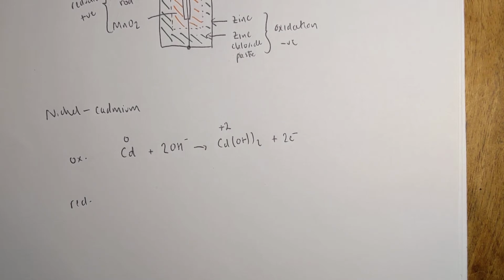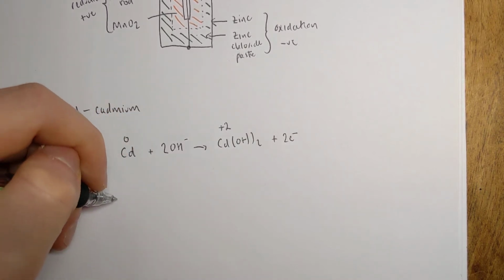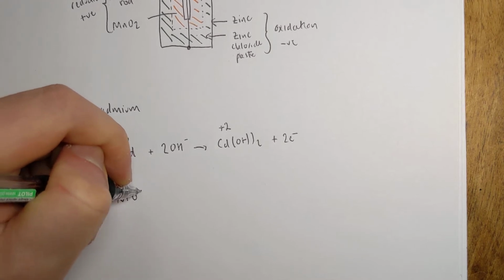The reduction equation, again, looks a little bit more complicated, but it's actually very similar to the one you have for the manganese oxide in the zinc carbon cell. What you start with is nickel oxide hydroxide.